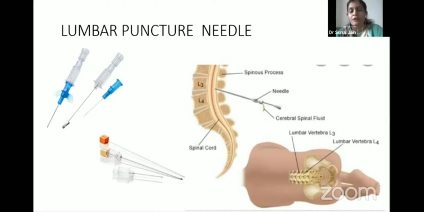The lumbar puncture procedure is used to collect the CSF, cerebrospinal fluid, for diagnostic purposes, and also for local anesthesia. We use this lumbar puncture needle. It is 10 to 12 centimeters in length, and the common site is between the L3 and L4 vertebrae, that is the intervertebral space. This lumbar puncture is also called a spinal tap, and it is always done under local anesthesia. The person takes the fetal position, as we can see in these pictures.